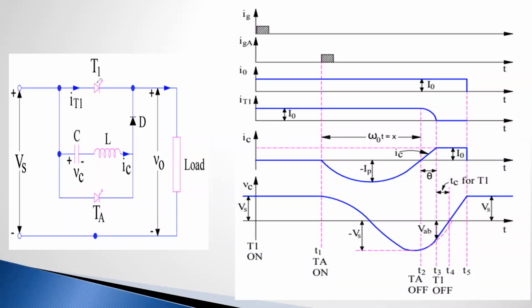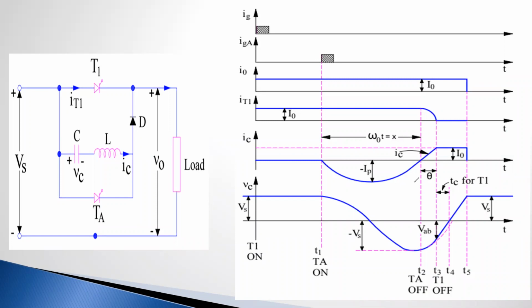But still the thyristor T1 is turned on. Clear? And the current is flowing through the load circuit, and still the current is flowing through the thyristor T1 also. There is no change. The only change is that the capacitor current is flowing in the reverse direction, and the capacitor voltage is going to decrease and go to the negative voltage.